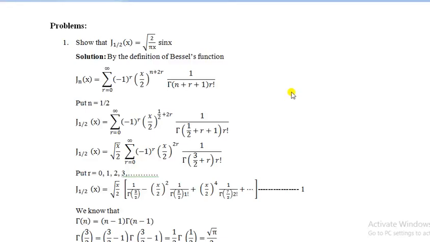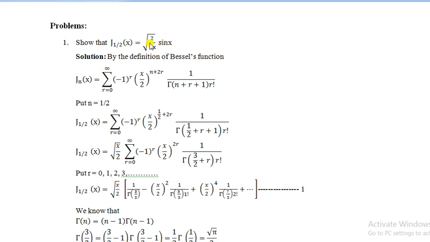Problems on Bessel's differential equation. So first problem, show that J half of x is equal to square root of 2 divided by pi x into sine x.